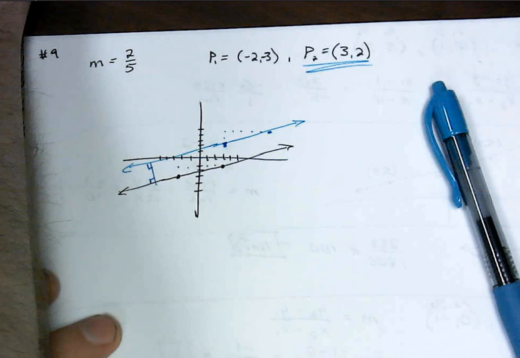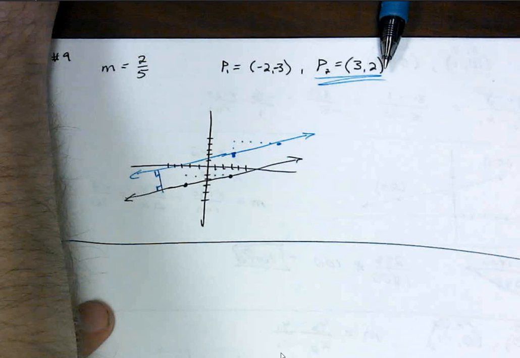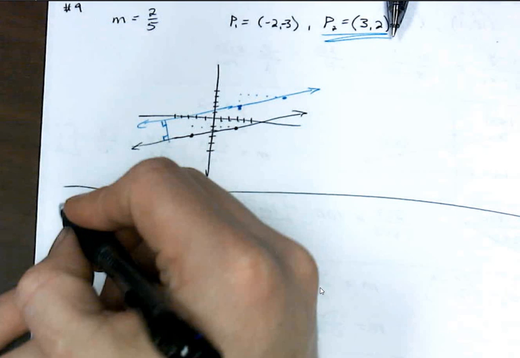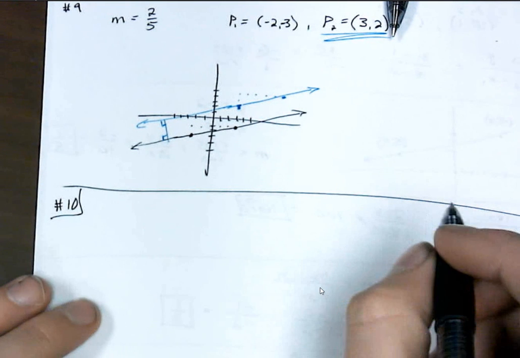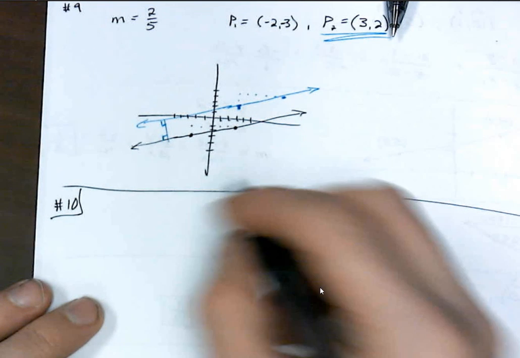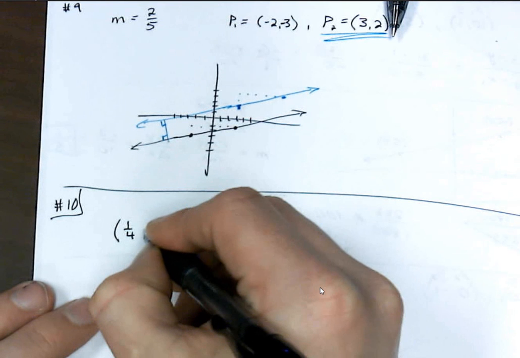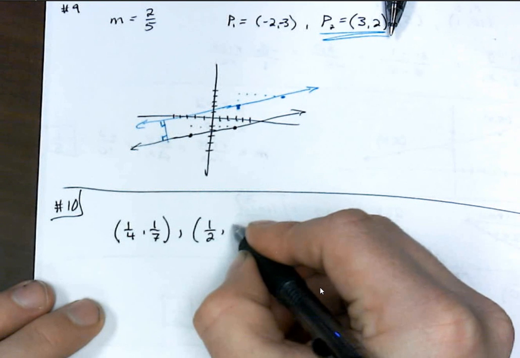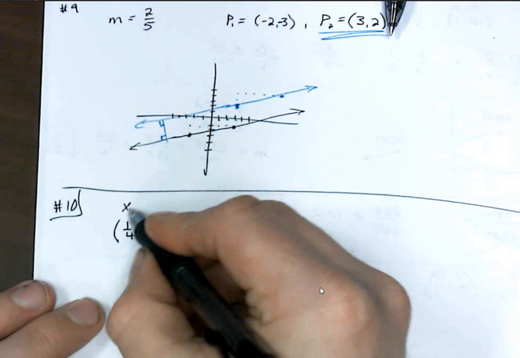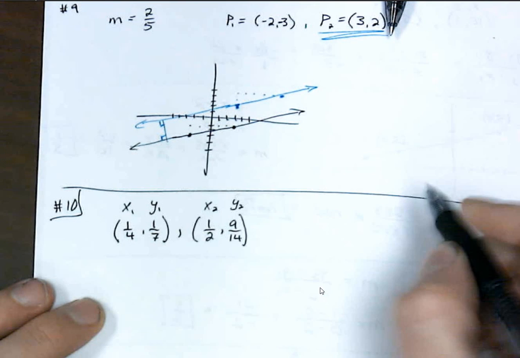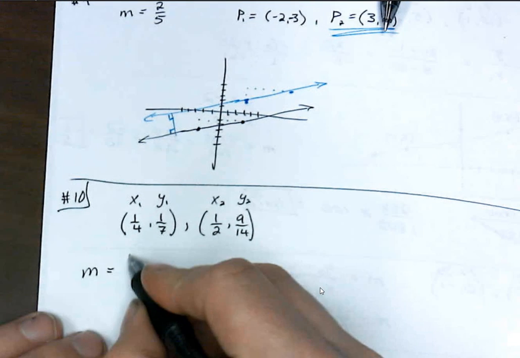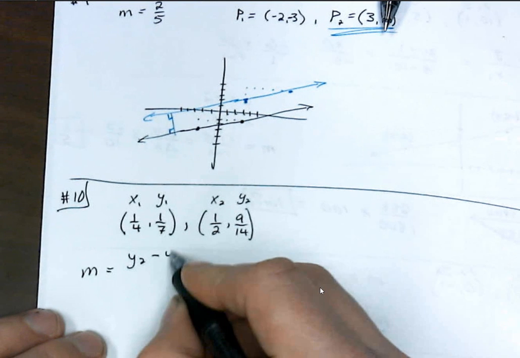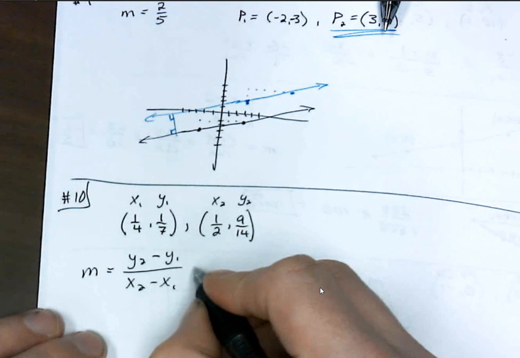Okay, the next problem. Find and interpret the slope of the line containing these points. So I've got (1 over 4, 1 over 7) and then (1 over 2, 9 over 14). So this is x1, y1, x2, y2, and m is equal to y2 minus y1 over x2 minus x1. You need to be able to do it with fractions. Alright, I have 9 over 14 minus 1 over 7, divided by 1 over 2 minus 1 over 4.